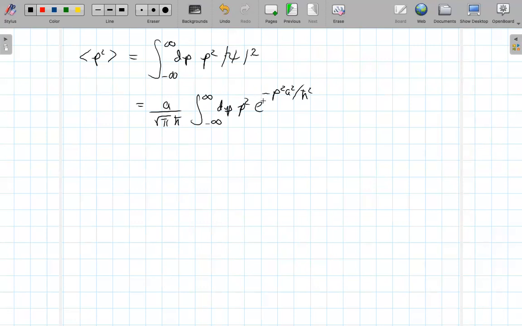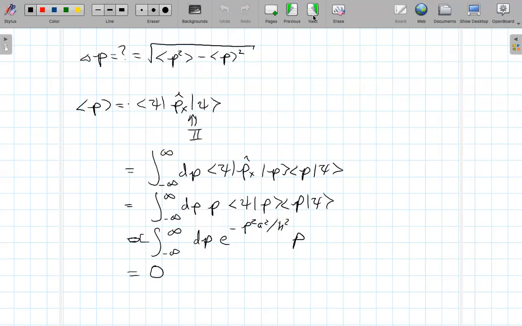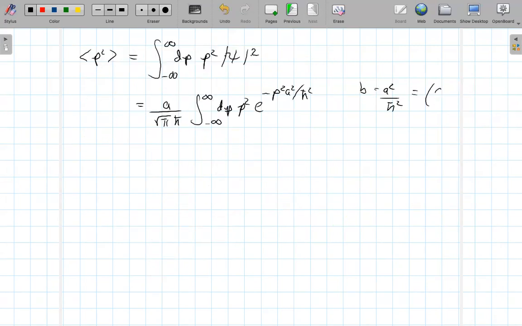Again, if we do the same idea that we did before, we can simply write b equal to a squared, so that this becomes minus b times, actually, I'm going to roll in the h bar squared. So b is actually a divided by h bar, quantity squared. Do the same trick as before. Write this as a derivative with respect to b. Go through all of that. I'll let you fill in those steps for yourselves. But basically, if we go through all this, what we find is that this becomes h bar squared divided by 2a squared.